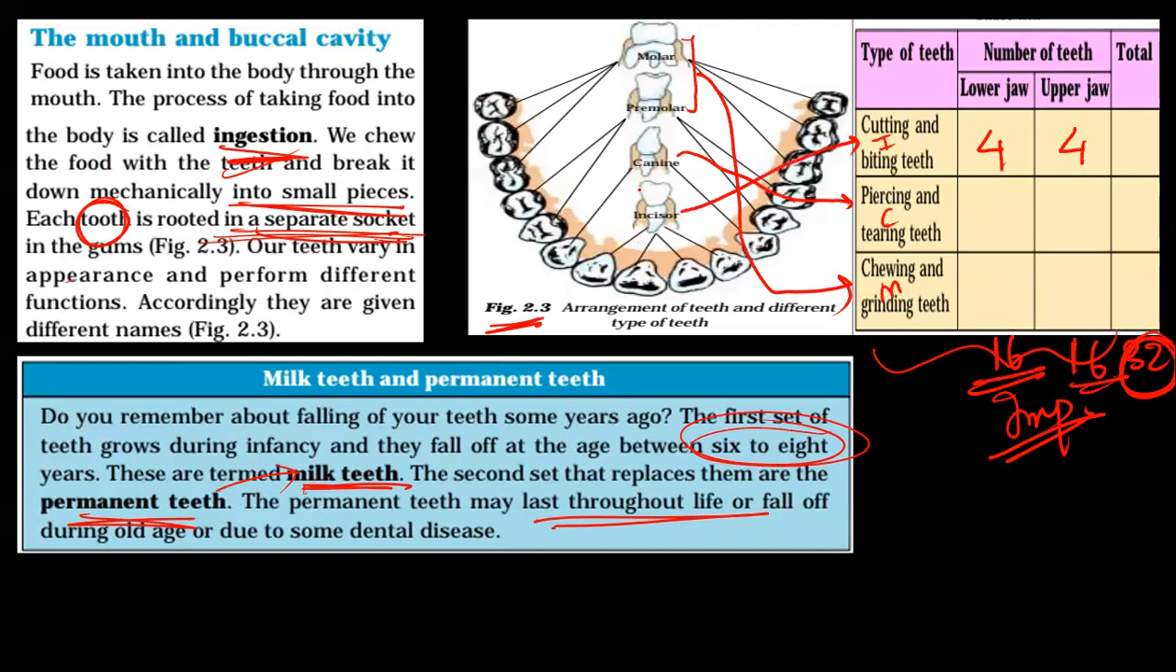Piercing and tearing teeth, we have 2, 2. Then premolars, we have 2, 2, which is 4, and here also 4. Plus the molars, here we have 6, 6. So total, how many do we have? 32. If you count, this is 8, this is 4, and this is 20. So totally we get 32 teeth. This is very important and it is easy as well if you know this particular diagram.